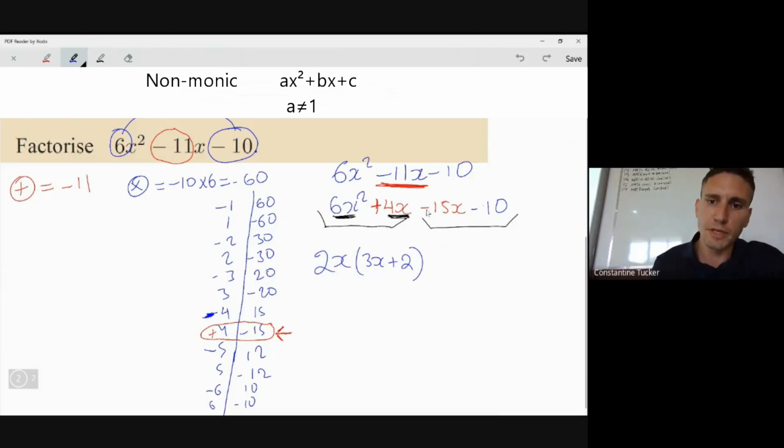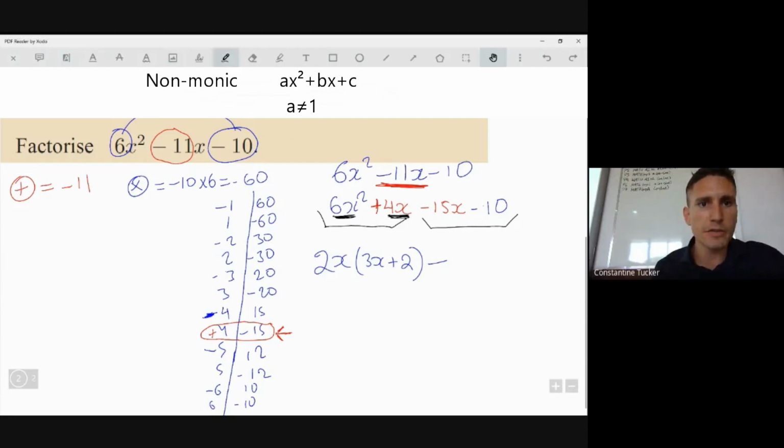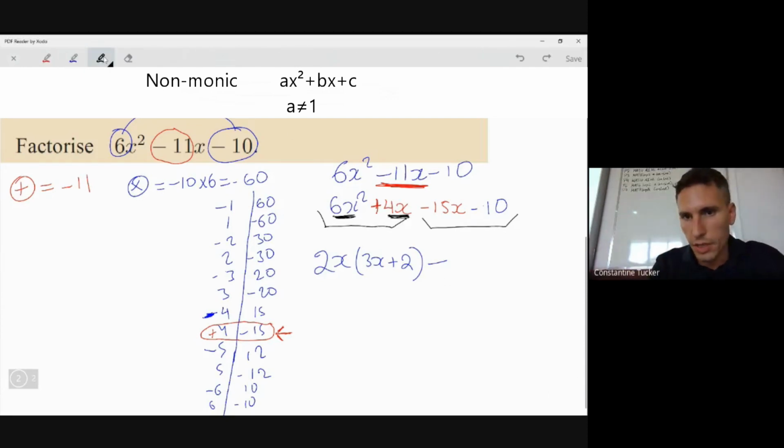Let's move on to the next bit. Notice how the next bit is minus and minus, so they certainly have a negative in common. And then we look at this minus 15 and minus 10. What do these numbers have in common? The common factor will be minus 5. So we open brackets, and in there we will put 3x plus 2.